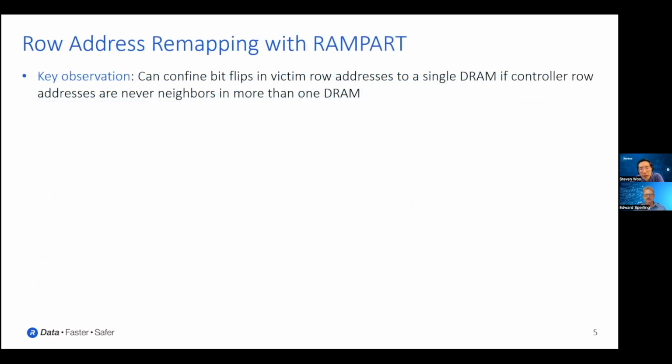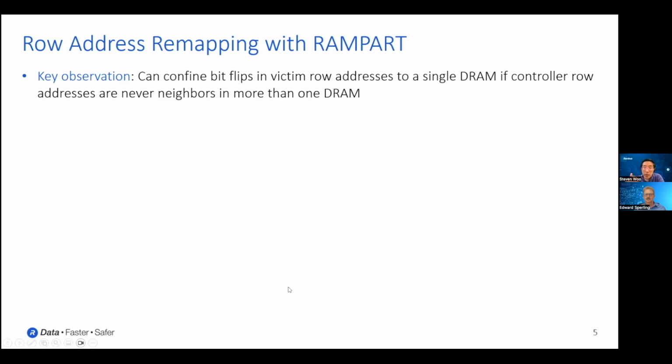The key observation is that, I mentioned before that the fundamental problem is every DRAM that's responding to the request from the memory controller, they map the addresses in the same way. So they all have the same victim row addresses. The key observation is I can actually limit the number of bits that flip at any victim row address. I can limit it to a single DRAM if I can guarantee that addresses are never neighbors in more than one DRAM. So I'll get to what I mean by that in a minute.